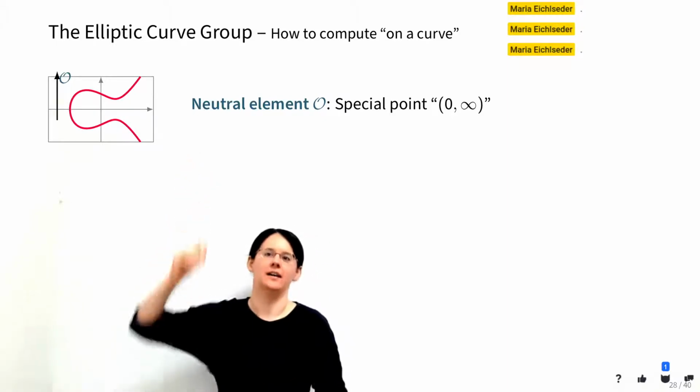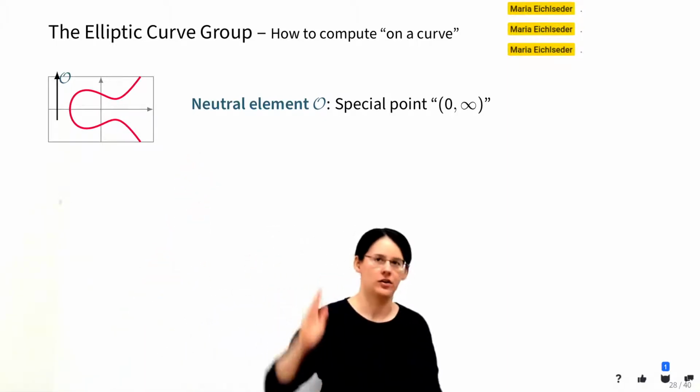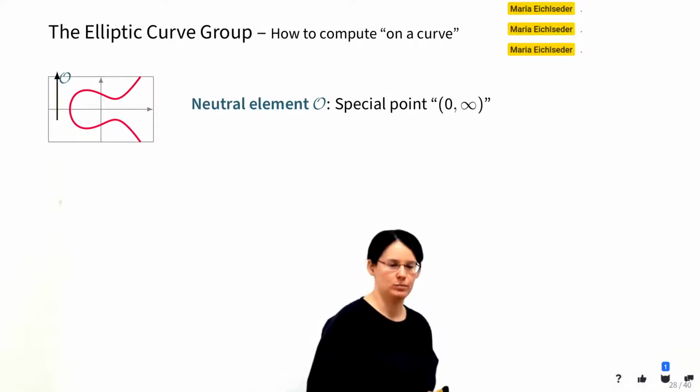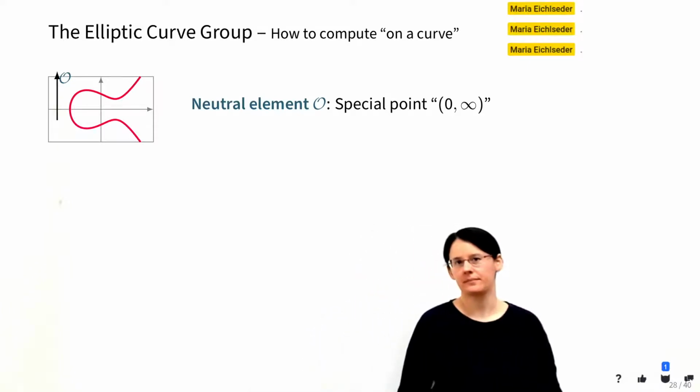And this special element is actually the neutral element, which we say is a special point up at infinity. So it's infinitely up along the y-axis. We will see why that is relevant in a moment.